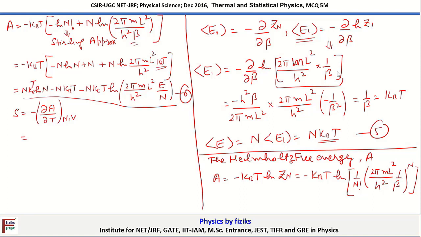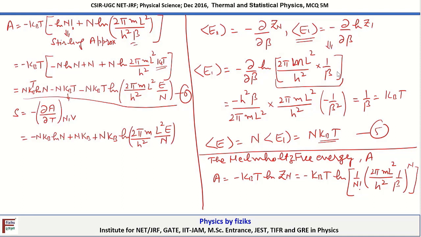So when we differentiate with respect to T, we obtain minus, the first term is minus n kB ln n, and then the differential of the second term with respect to temperature will give us plus n kB, then the differential of the third term with respect to temperature, that is equal to plus n kB ln 2 pi m upon h square L square E by n.